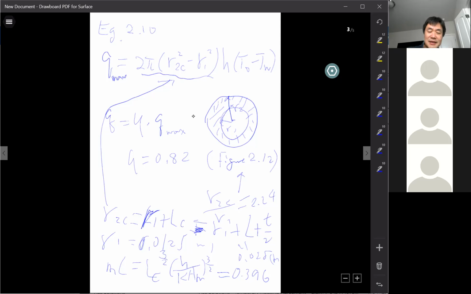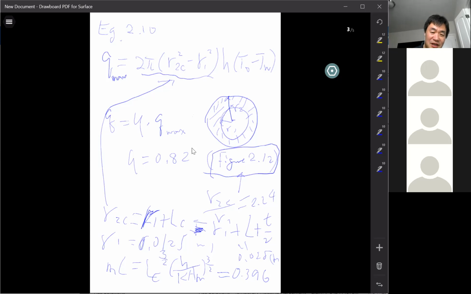Okay, that's this example. Any questions? I think I like this kind of problem. You don't need to use much of the theoretical equations. You look into the tables and figures and find out the coefficients. In order to find the coefficient using figure 2.12, you probably need to calculate some of the detailed variables, right? Then you can calculate the whole thing.